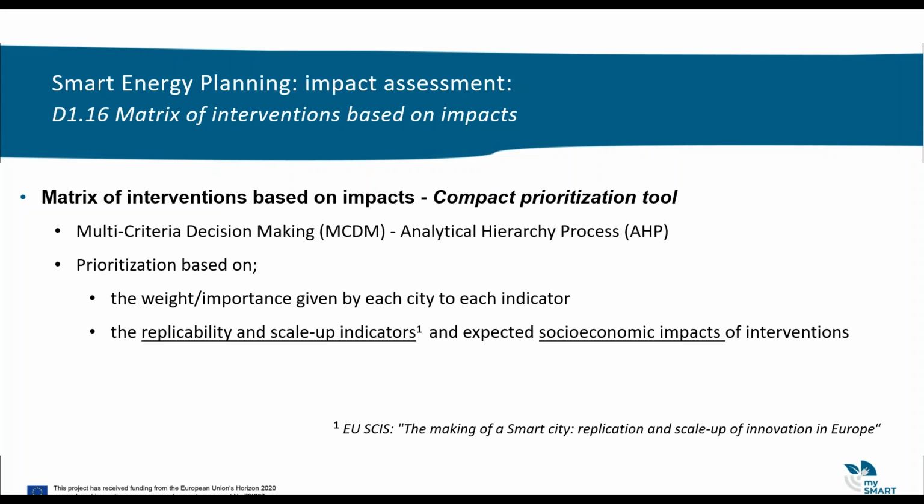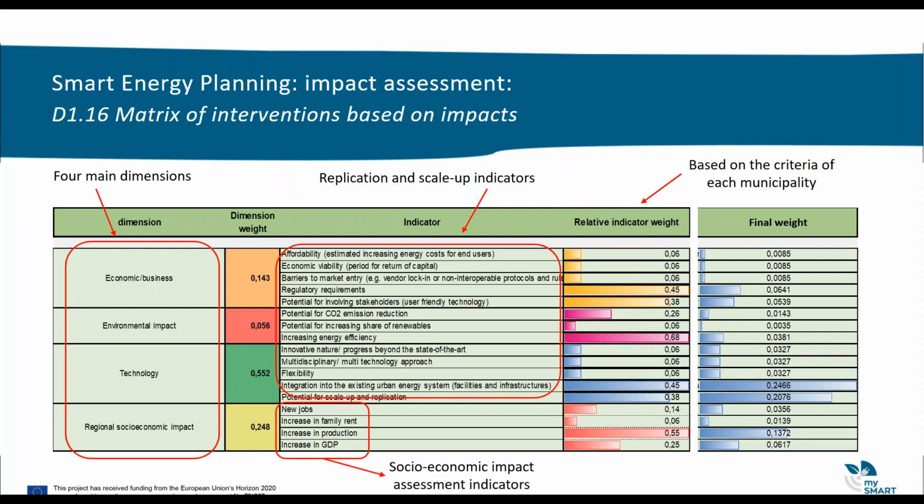And the prioritization is based on two main aspects. First, the weight or the importance which each city gives to each of the indicators that have been selected for this prioritization. And the second, the performance itself of those interventions for each of the indicators that have been selected. And in this case, you can see how we consider the replicability and scale-up indicator, but also the socioeconomic impact indicators that I have explained before. And here you can see how all those indicators have been grouped in four main dimensions: the economic business dimension, the environmental dimension, the technology dimension, and the regional socioeconomic impact dimension.